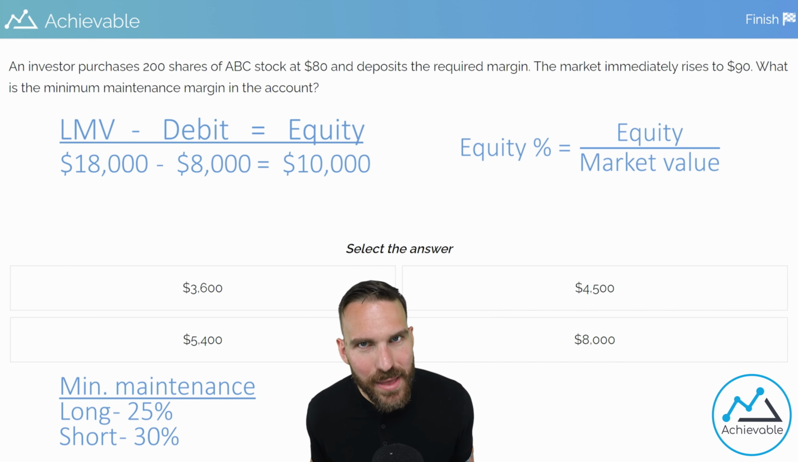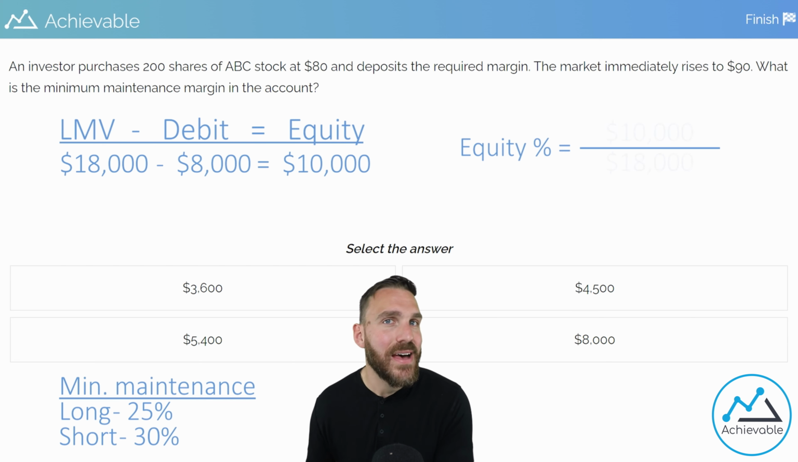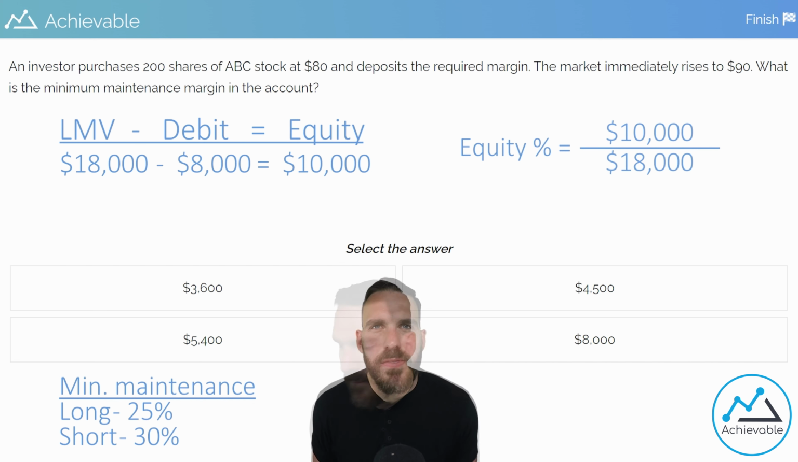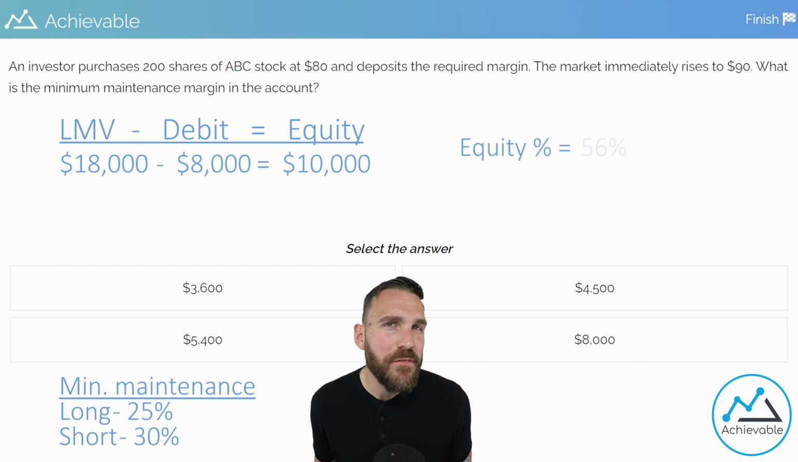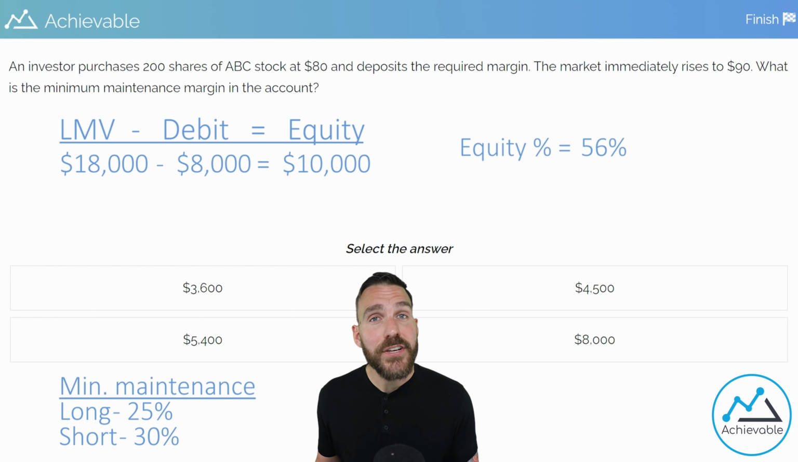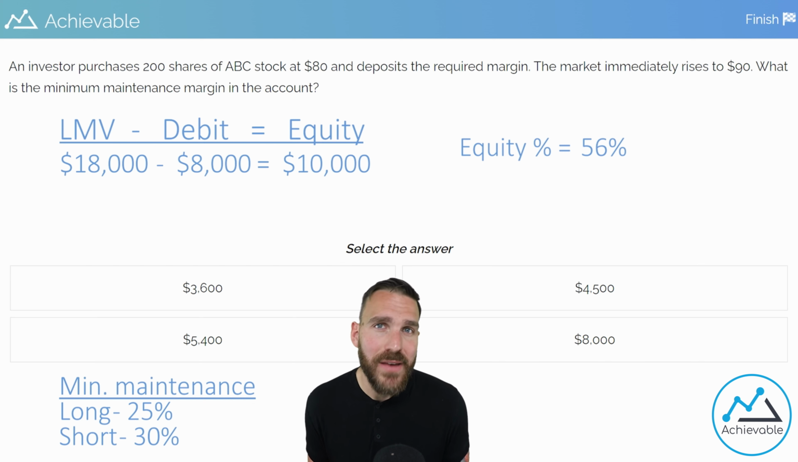Just to see where we're at, let's calculate the equity level in the account, which we can do by taking that $10,000 equity and dividing it by the $18,000 market value. That will tell us that we have a roughly 56% equity level in our account, which is well above that minimum maintenance level. So that should show you that it works the other way when market values increase. In a long account, when the investor is gaining on their investments, their equity level rises in their account. This account's in great standing at this point.